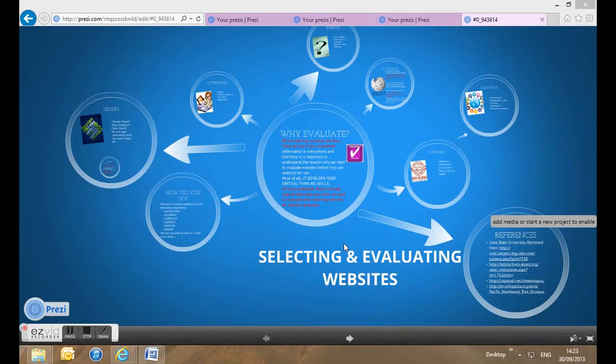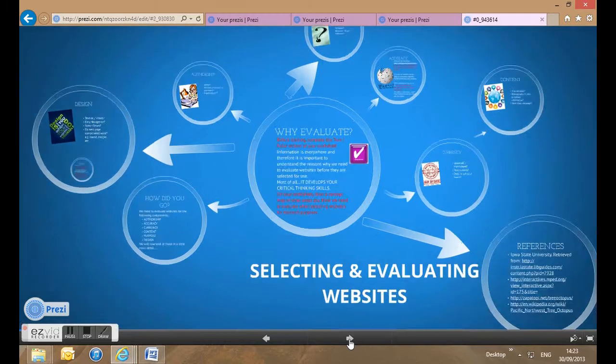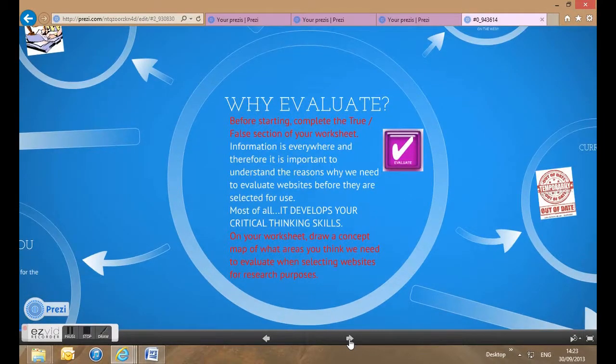Today we're going to look at evaluating websites. So what do we mean by this? Firstly, when we evaluate something, we're giving our opinion on whether something is useful or not and whether we can use it again. So why evaluate?